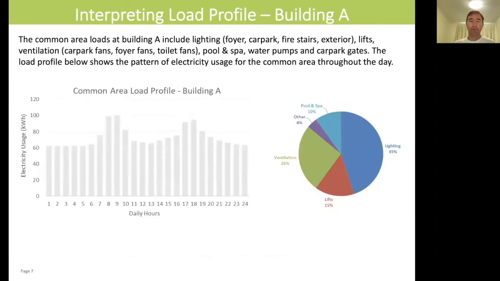One of the background items to use a Wattwatchers device effectively is you need to know how to interpret a load profile. Here we've got a typical load profile for a common area meter in a residential apartment building. And you can see we call these two things the bunny ears. This is the pie chart of the breakdown of consumption over the course of a year for that same building. So you can see what's operating in this building.